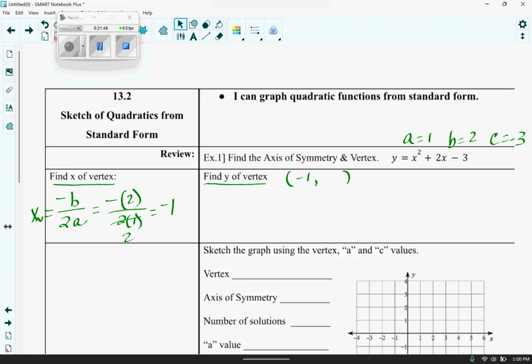And now we need to find y, so we're going to plug it right back in. We're going to say the y value of the vertex is negative 1 in parentheses, please, squared, plus 2 times negative 1 minus 3. Again, anytime you see the x, you're going to put it in parentheses, please. So then I end up with 1 minus 2 minus 3. So negative 1 minus 3, which gives me negative 4. So my vertex is negative 1, negative 4.